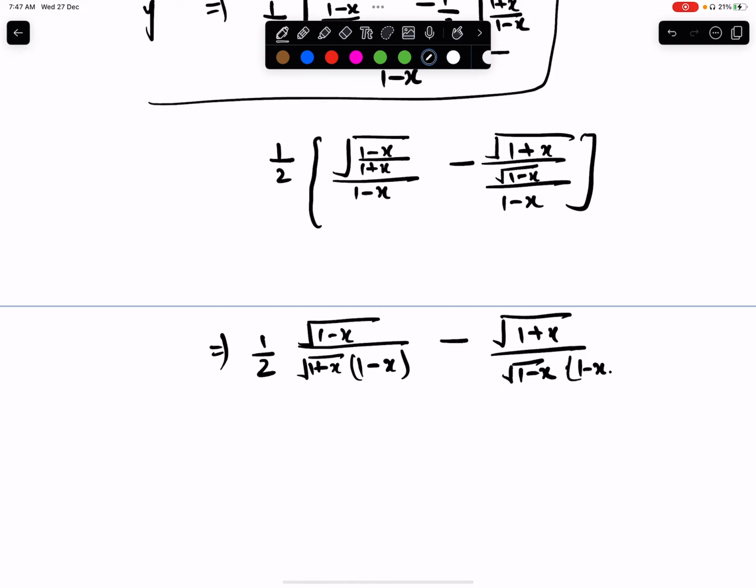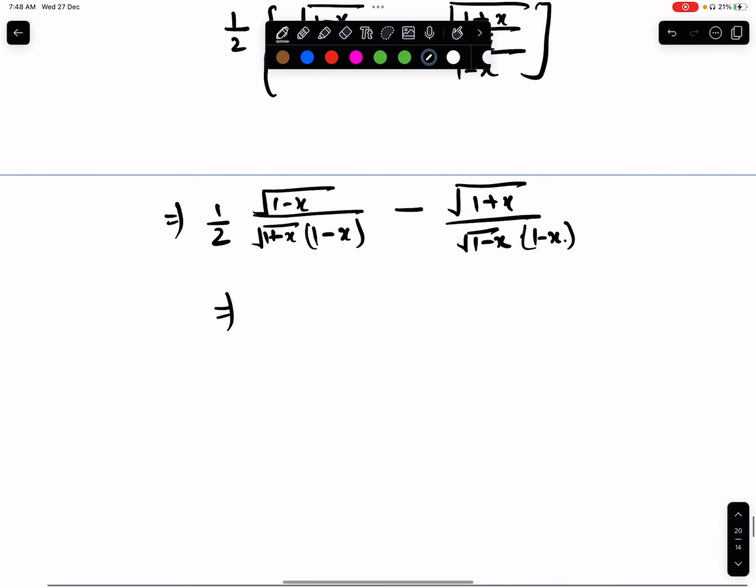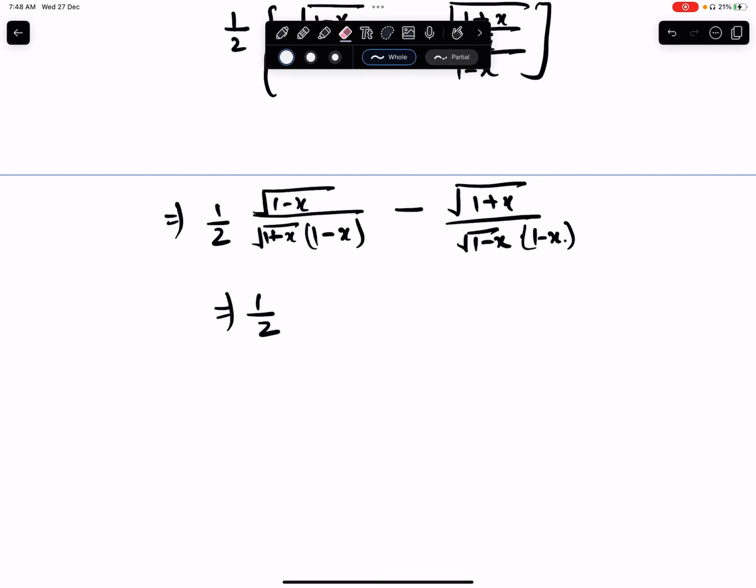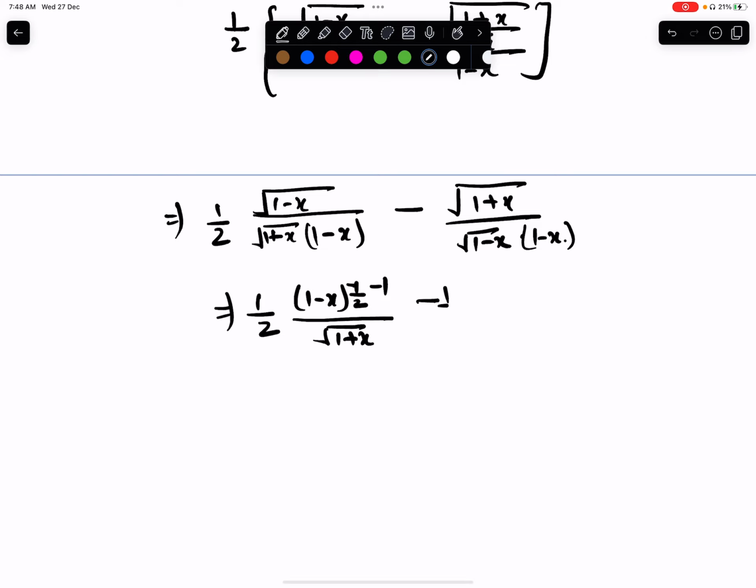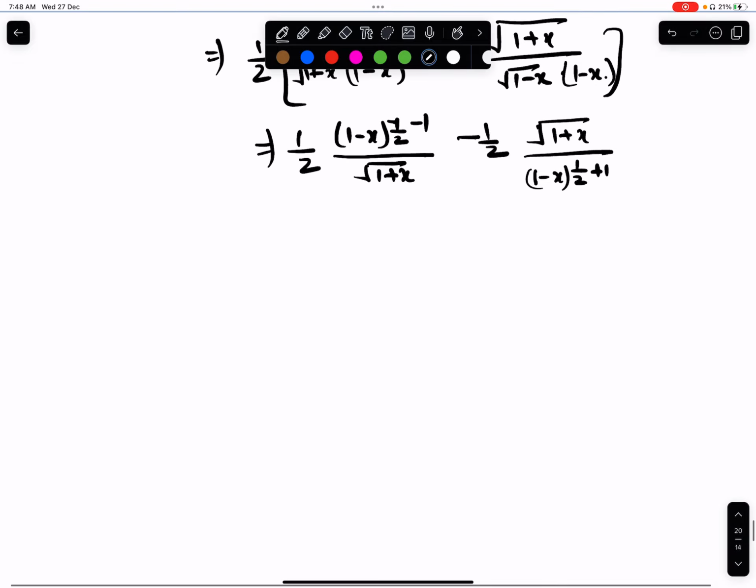minus under root 1 plus x divided by under root 1 minus x into 1 minus x. So that will be 1 by 2, that will be under root, this is 1 minus x raised to the power 1 by 2, this is minus 1, so 1 by 2 minus 1 divided by under root 1 plus x, minus 1 by 2 under root 1 plus x divided by 1 minus x raised to the power 1 by 2 plus 1. After solving this, we will get our answer.